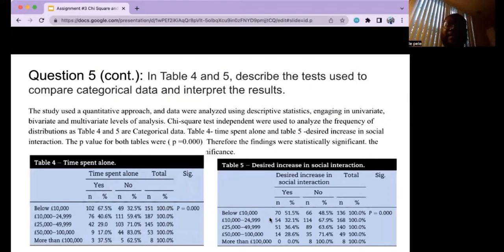So the same approach was used in table 4 and 5. The study used a quantitative approach and data were analyzed using descriptive statistics, engaging in univariate, bivariate, and multivariate levels of analysis. Chi-square tests of independence were used to analyze the frequency of distribution, as table 4 and 5 are categorical data. So table 4 was time spent alone, and table 5 represented desired increase in social interaction. The p-value for both tables was p equals 0. Therefore, the findings were statistically significant.